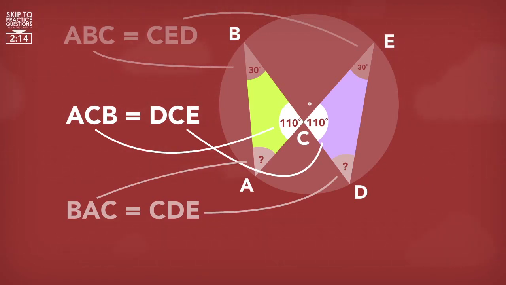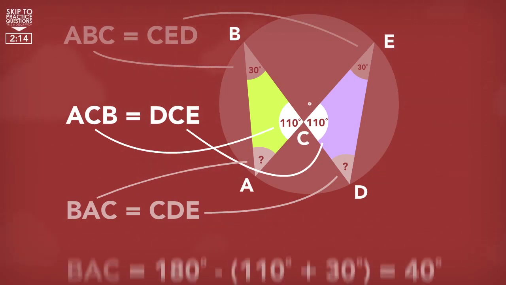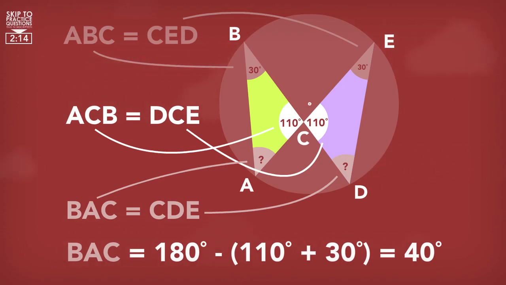As you can see, we know the sizes of the majority of the angles on both triangles. All that is left are the 2 unknown angles that equal each other. To find angle BAC, we just take the sum of 30 plus 110 away from 180, which is equal to 40 degrees.